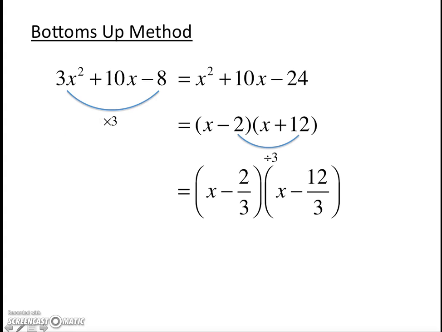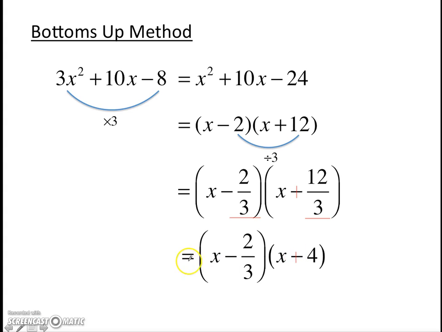x minus 2/3 times x plus 12/3. Got a little bit of a typo in here. This should be a plus sign. Okay, and then what we have to do is take a look at these two terms to see if you can reduce them. So 12 over 3, we're going to reduce it. We get x plus 4. Oh, this should be a positive sign again.